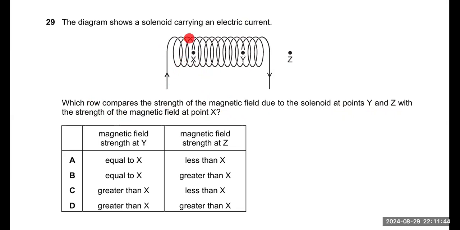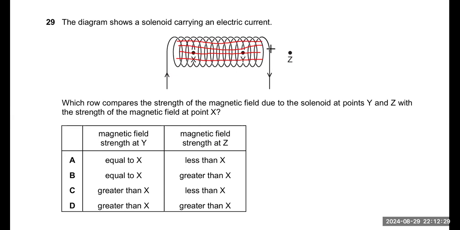The question is that you have to compare the value of magnetic field strength at Y and Z with respect to X. First, understand these two columns: magnetic field strength at Y and magnetic field strength at Z. You have to compare both with X. Remember that inside a solenoid the magnetic field lines are parallel, uniform and strong. If you look at these lines which I'm drawing here, this is the magnetic field line inside the solenoid.